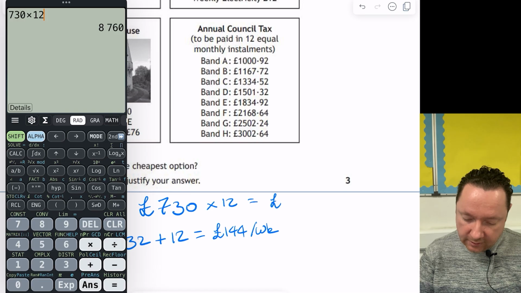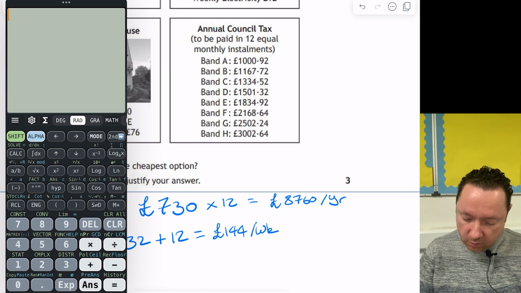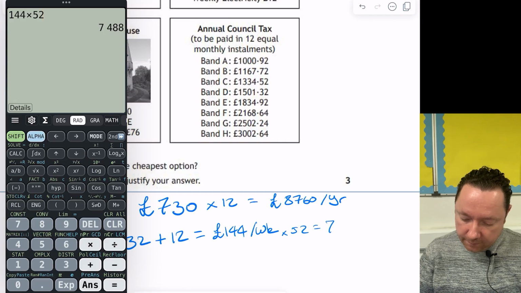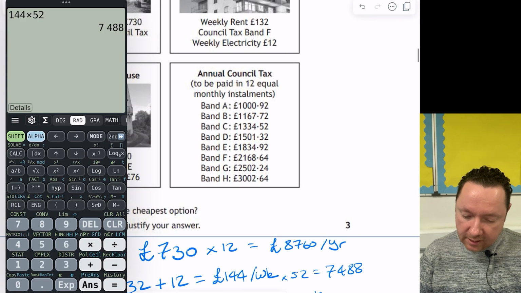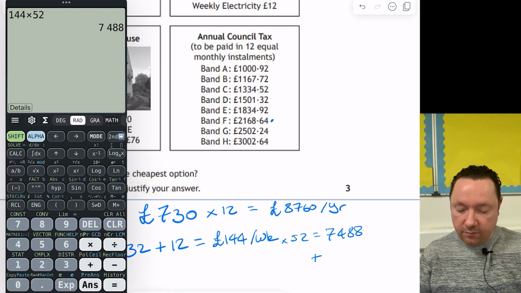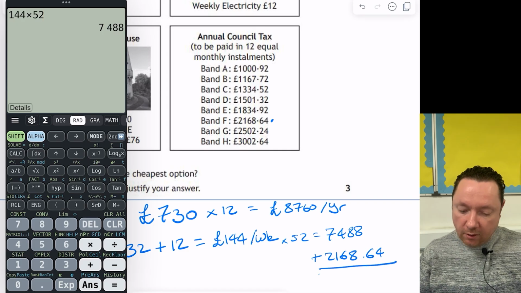That one's 8,760 per year. This one is 144 per week, so times 52. That's 7,488. But I need to add something to this. The property is a band F. Band F is here, 2168.64. So this is why I'm doing it in annual, because it means I don't have to do any division at the end. That's the annual council tax.